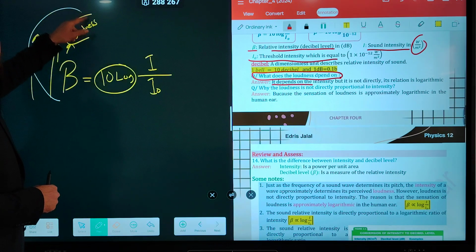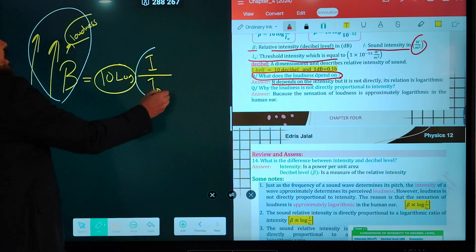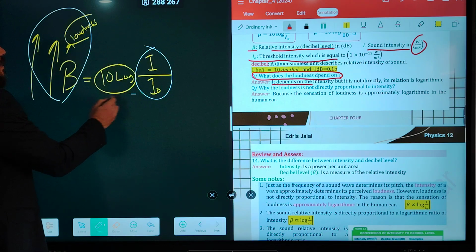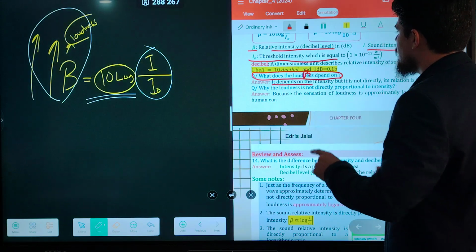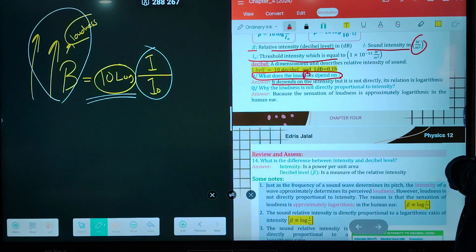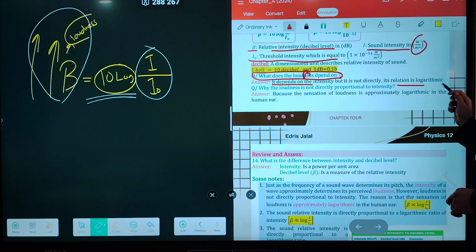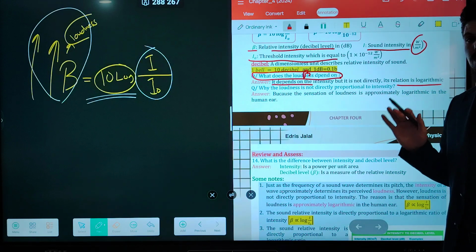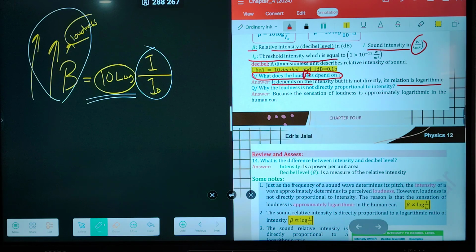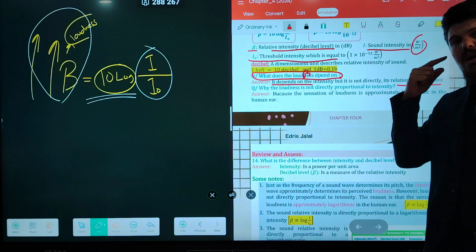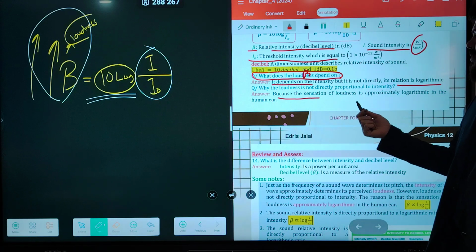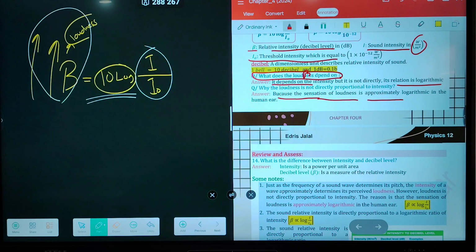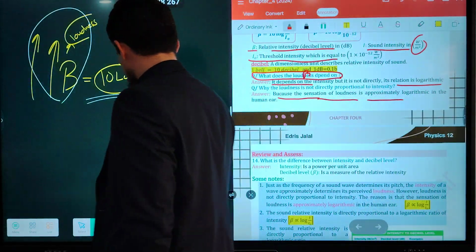What does loudness, beta, depend on? It depends on the intensity, but not directly. Its relation is logarithmic. Why is the loudness not directly proportional to the intensity? This is very important. It depends on the senses of the human ear, because the sensation of loudness in our ears is approximately logarithmic.